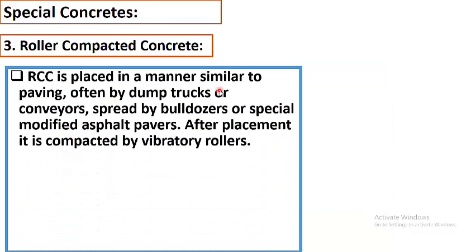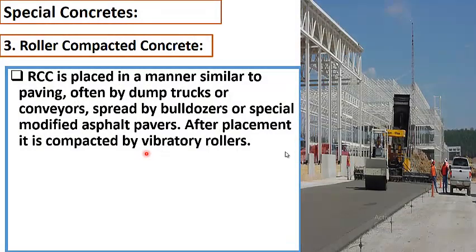RCC is placed in a manner similar to paving, often by dump trucks or conveyors, spread by bulldozers or special modified asphalt pavers. After placement, it is compacted by vibratory rollers, as you can see here in the picture. That is, the dumper or truck or conveyor belt is used to convey the material from one place to another, and it is spread by bulldozers or special modified asphalt pavers.